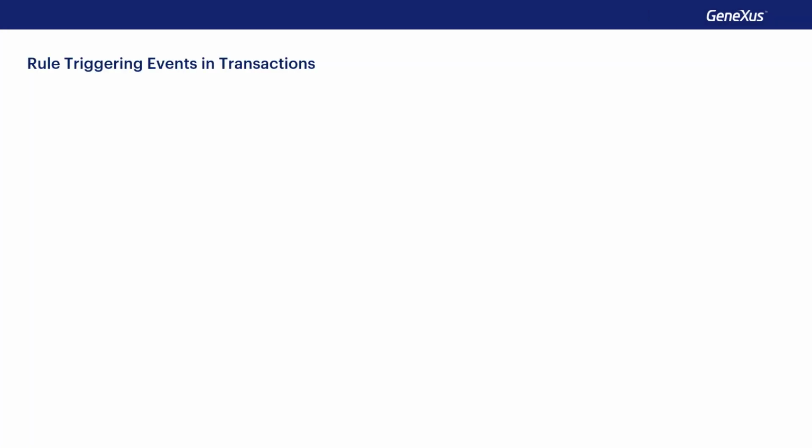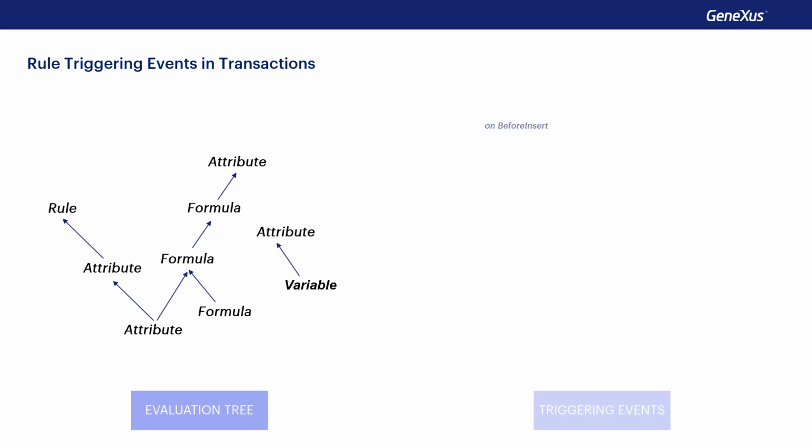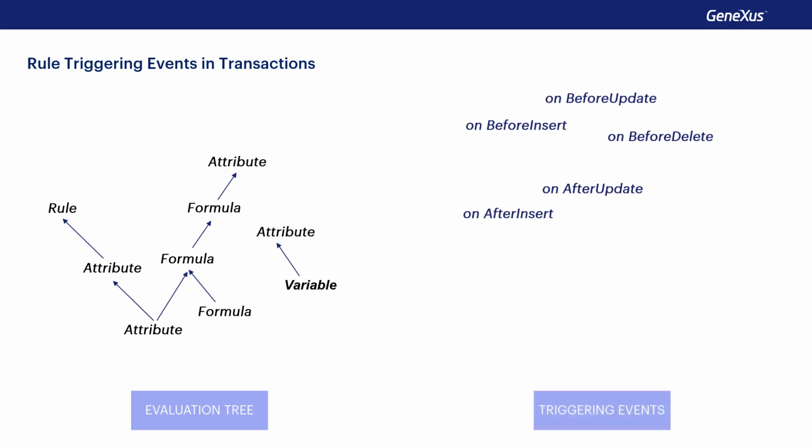Throughout the previous videos, we've studied the evaluation tree that Genexus creates to establish the order of execution of rules and formulas, as well as the triggering events available to condition the execution of the rules, when the order established by the evaluation tree is not the one we need. In this video, we'll review and consolidate the knowledge required, and we'll see a new triggering event that we haven't discussed yet.